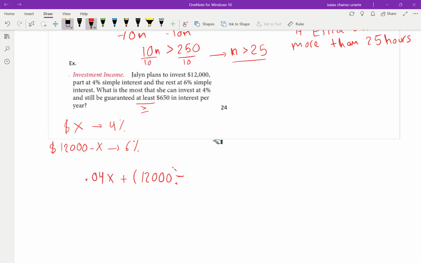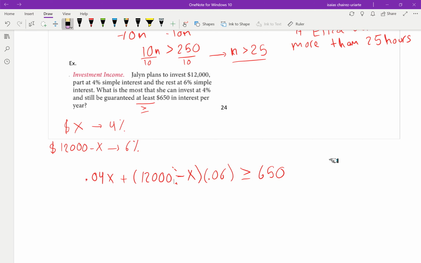There we go. Minus x times 0.06, and that should be bigger than or equal to 650. Finally. Sorry about that. So think about what's going on here. What we're saying is a certain amount of money at 4%, that's the interest right there. The remaining amount of money at 6% should be bigger than or equal to 650. And now I just have to solve this inequality.